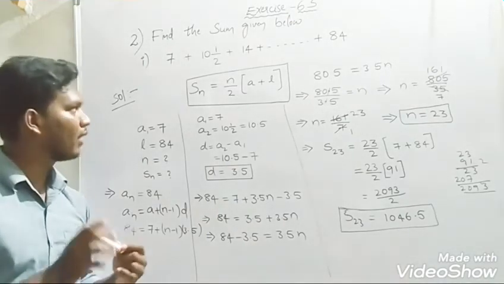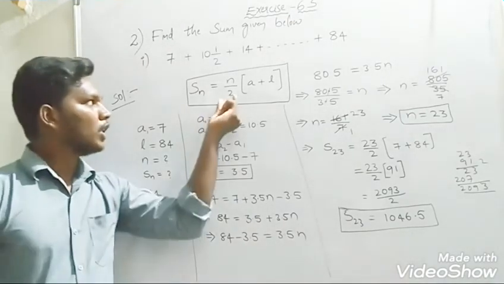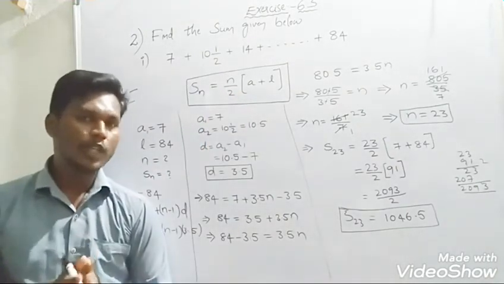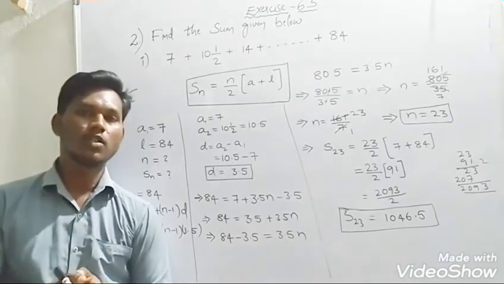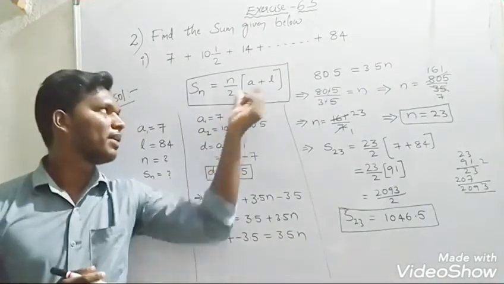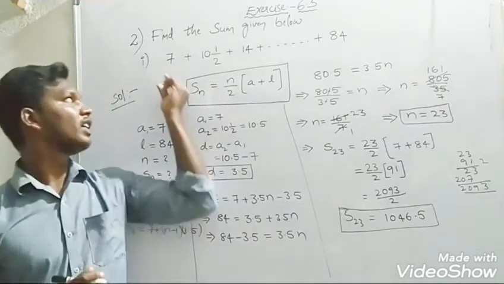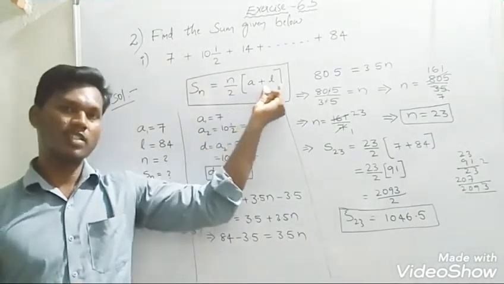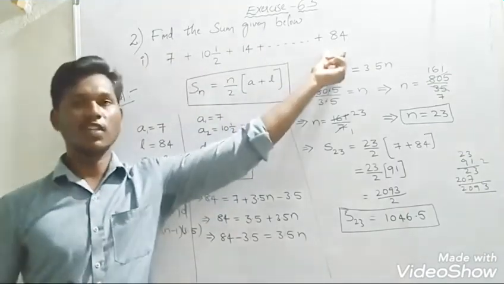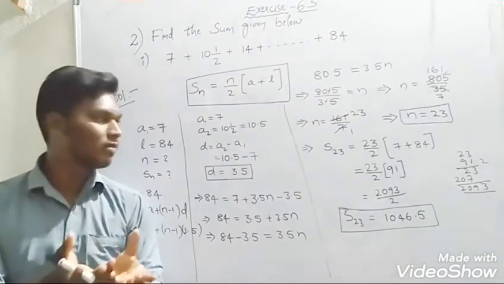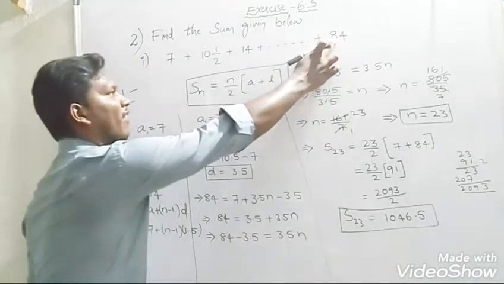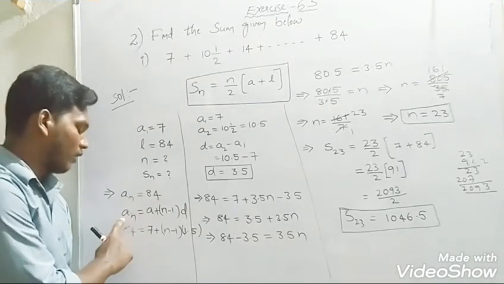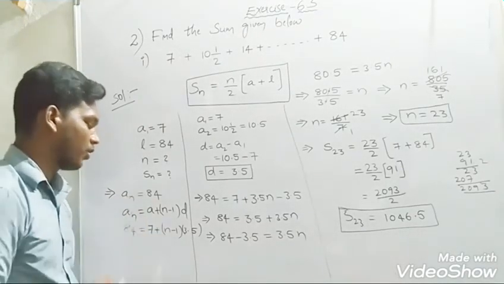See friends, I am explaining one more time. So we can use both the formulas. So Sn is equal to n by 2 into a plus l, or else Sn is equal to n by 2 into 2a plus n minus 1 into d. But see friends, here I am using the first formula, that Sn is equal to n by 2 into a plus l. Why? Because I know the first term as well as the last term, but I don't know how many terms there are. So that is the reason. So I am finding which term is 84. So already we know, to find which term is 84, we have the formula an is equal to a plus n minus 1 into d, right?